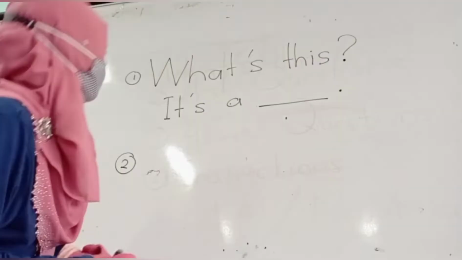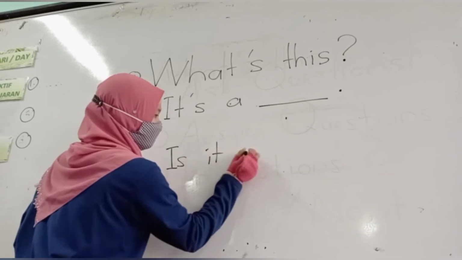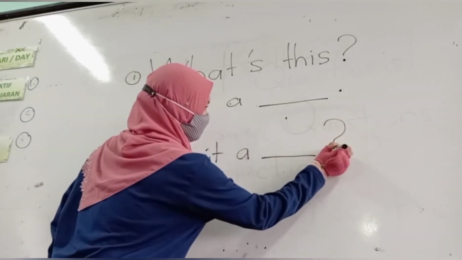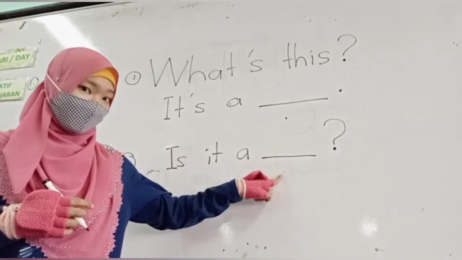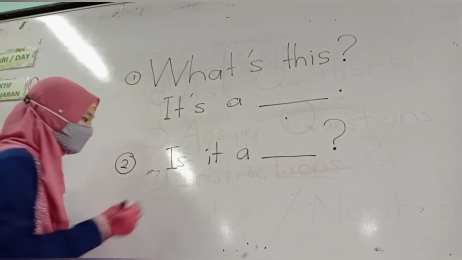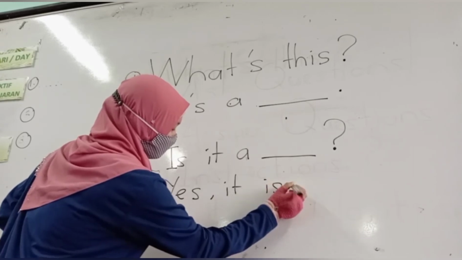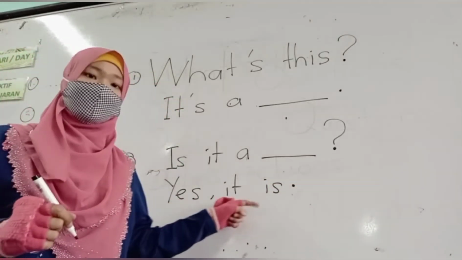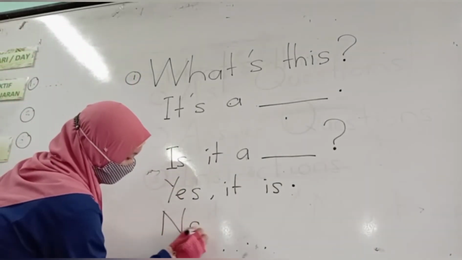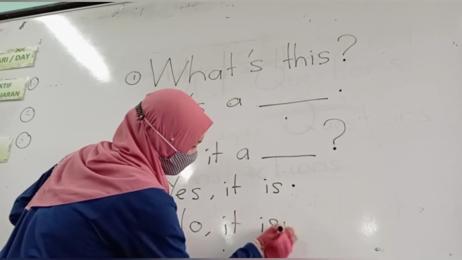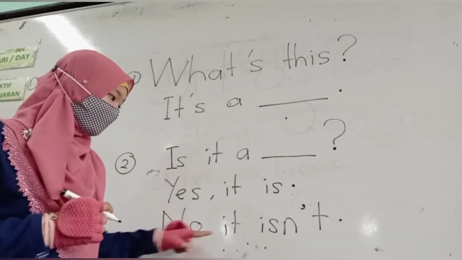For number 2, for example, if it is a pen, then: is it a pen? I repeat. Is it a pen? If yes, then yes, it is. Again, yes, it is. If no, it will be no, it isn't. And apostrophe T. No, it isn't.